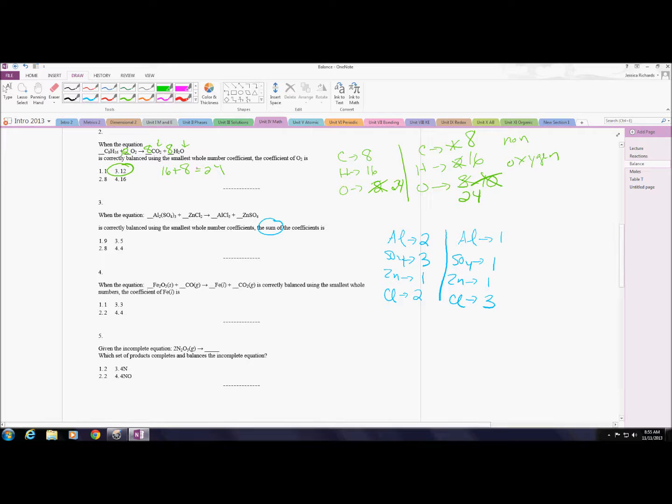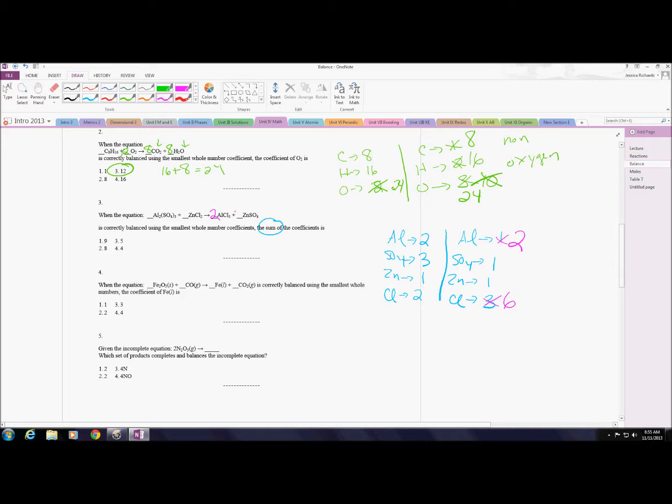We're going to change coefficients, and remember I said start with the metals first is usually the easiest way. So the only metal that's not balanced is aluminum, so I'm going to put a 2 here. That changes our aluminums. It also changes the chlorines, so now there's 6 chlorines. The zinc is already balanced, so we need to change either our chlorines or our sulfates.